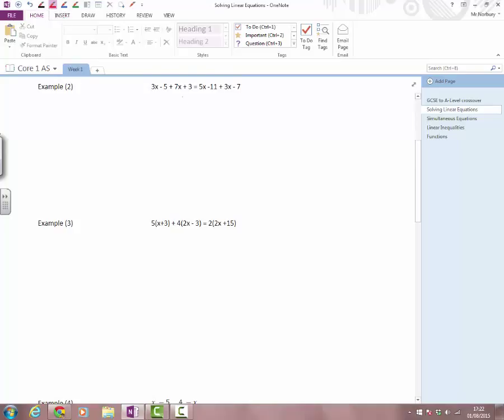So here on example 2 we've got lots and lots of information on the line. 3x minus 5 plus 7x plus 3 equals 5x minus 11 plus 3x minus 7. So the first thing I'm going to do is try and simplify each side of the equation. So we've got 3x here and we've got 7x, so that's 10x. I've got minus 5 and plus 3, which makes minus 2, and that's going to be equal to 5x plus 3x is 8x, and minus 11 minus 7 is minus 18.